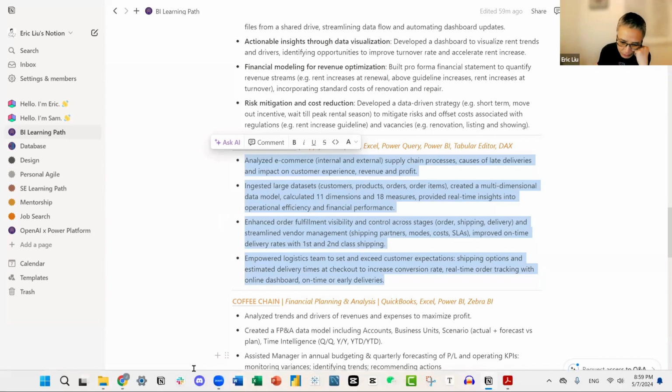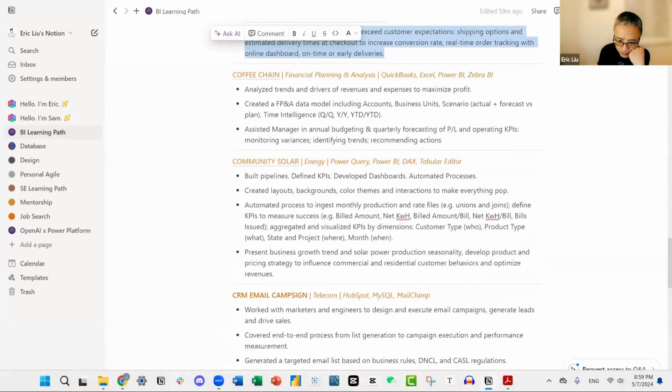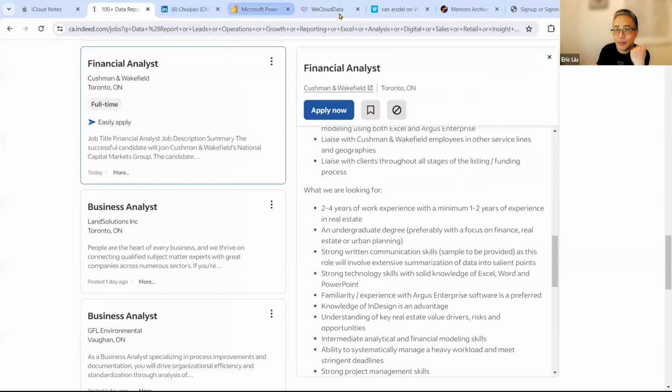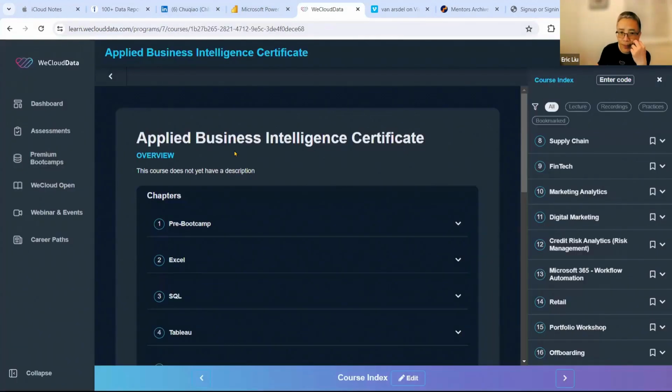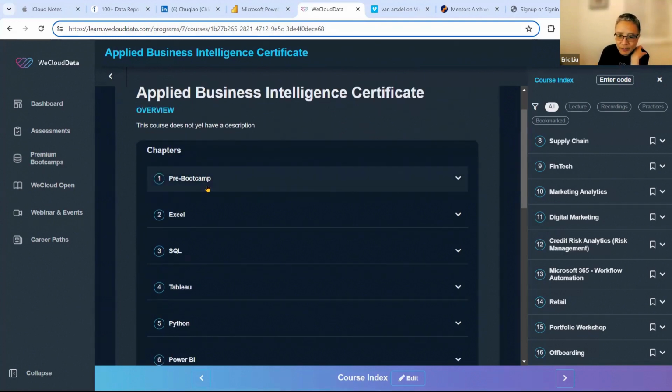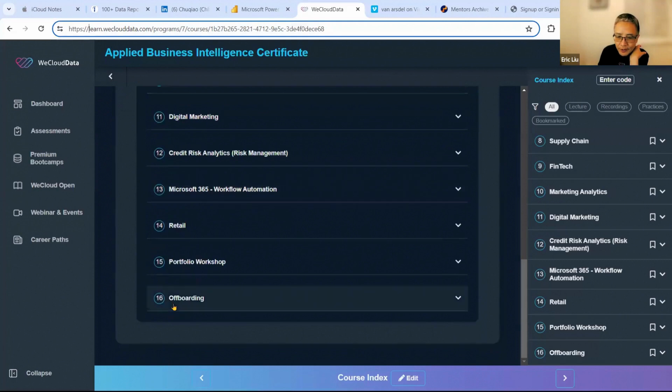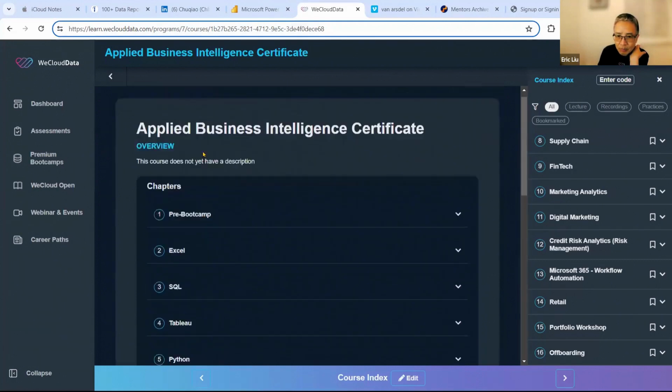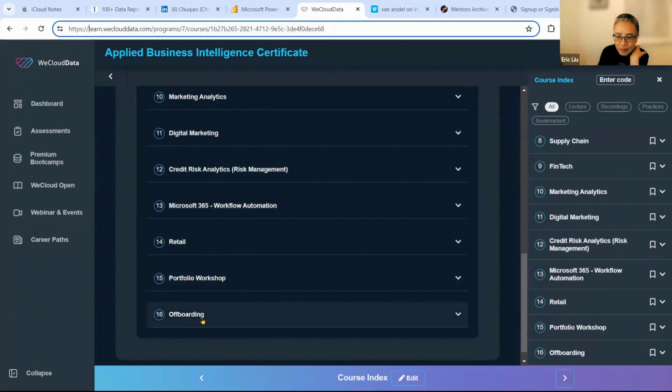I'm going to show you our bootcamp and how we structure it. So this is the Applied Business Intelligence Certificate, and we have our own learning portal. So it's learn.WeCloudData.com, and we have different chapters. So altogether, you can see 16 of them, all the way from pre-bootcamp to offboarding.